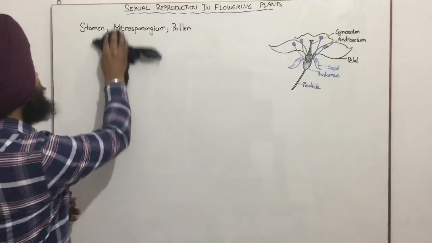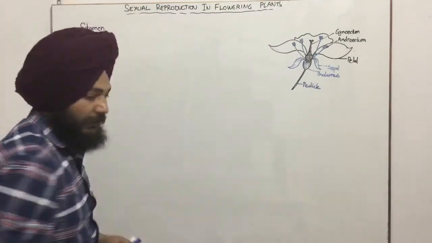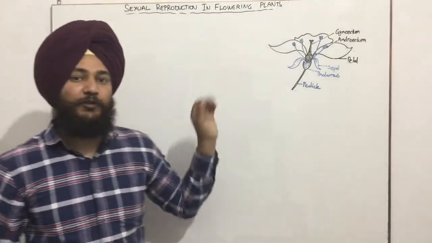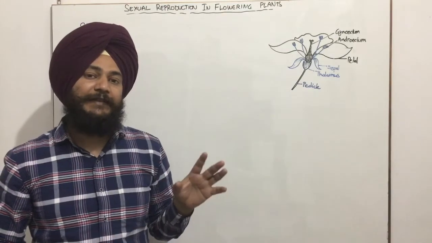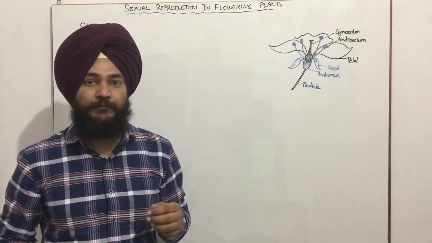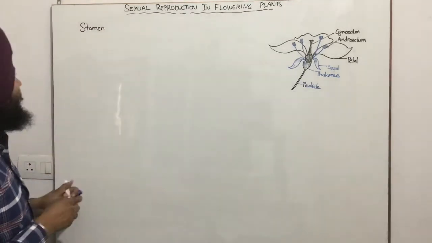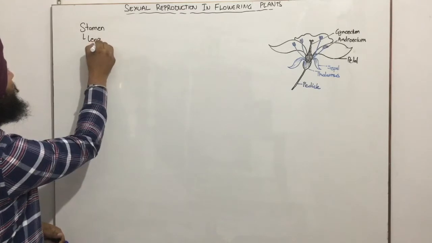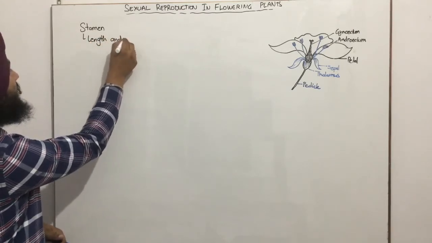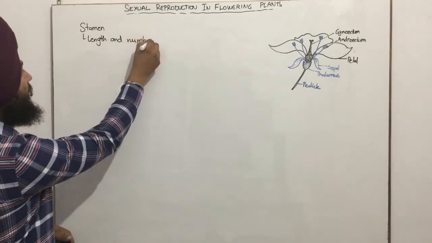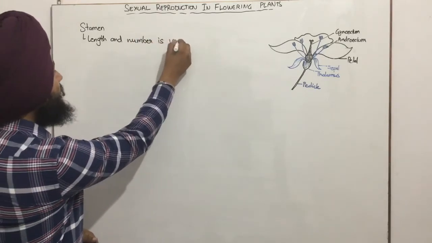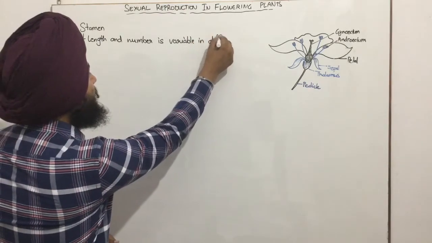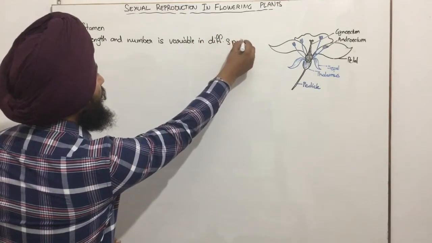So the structure of the stamen. First of all, जो stamens का number है and the length of the stamen है, that varies among the different plant species. So the length and the number is variable in different species.